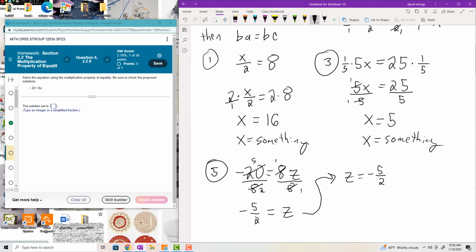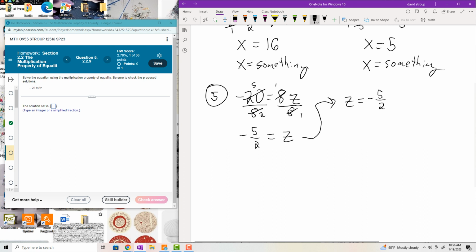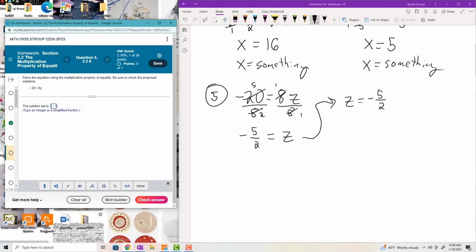Please try to write your work the same way I'm writing my work. I've seen people abuse the math notation to the point where it's illegible, so you can't read it anymore.